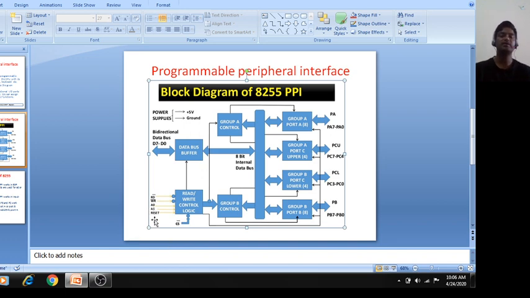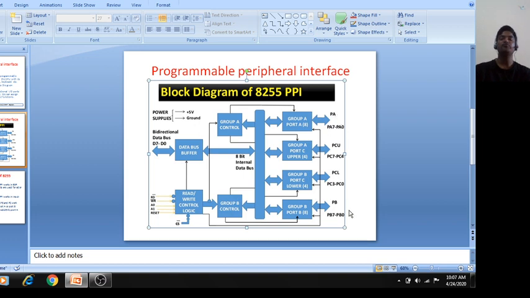Next, A0, A1. These are two address line signals. These two signals are used to determine the port addresses: port A, port B, and port C. Later on we will see how these two signals are used to determine the port address. Next, reset. When you reset 8255, all ports will work by default in input function mode. Okay, now this is the total 40 pins, the block diagram or signals of 8255.